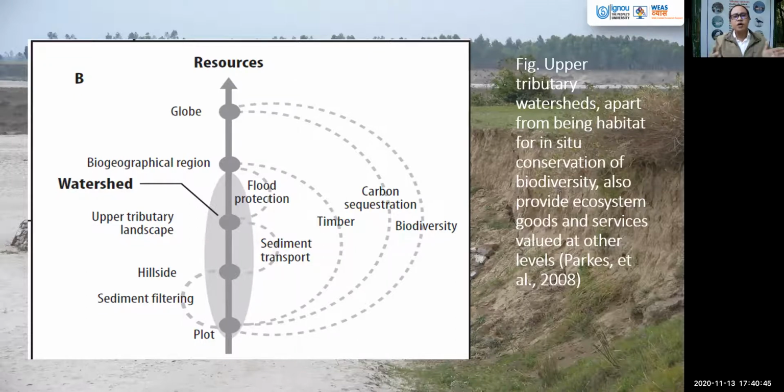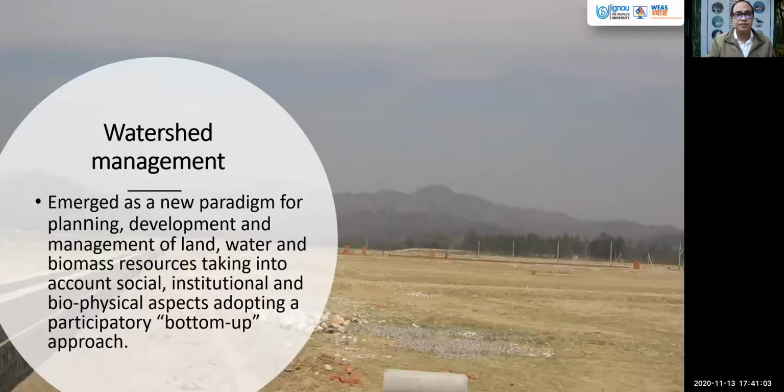Then, if you look at a global scale, if you have a healthy watershed, you will have good carbon sequestration and high biodiversity. This is how watersheds at different scales provide ecosystem goods and services. You can look at the different scales.